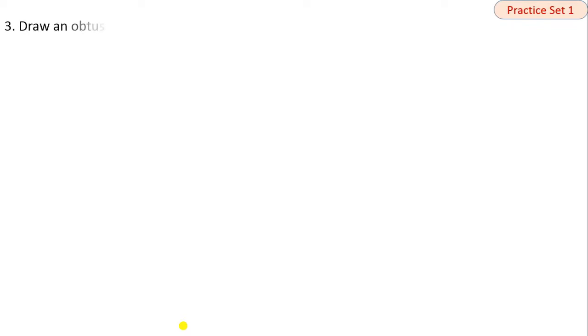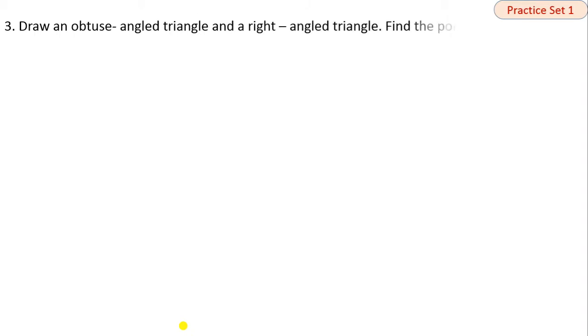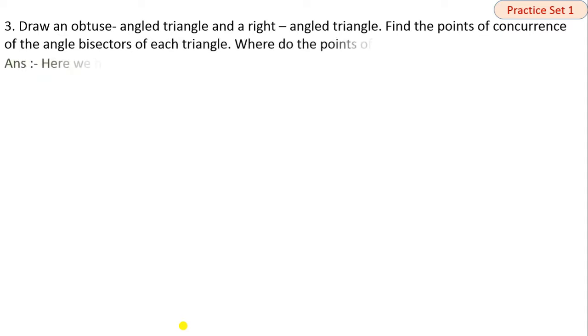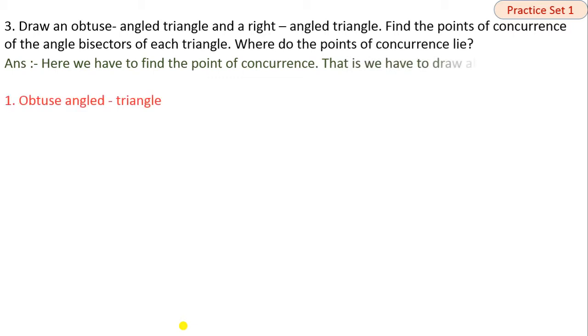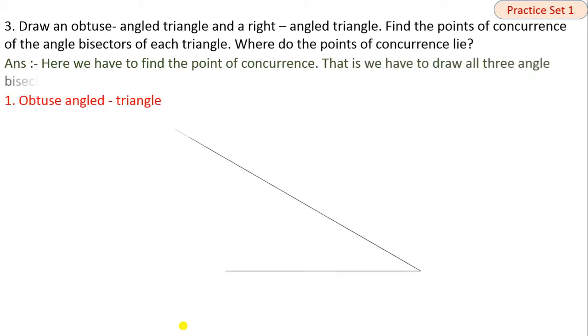Then question number 3 is here. Draw an obtuse angle triangle and a right angle triangle. Find the points of concurrence of the angle bisectors of each triangle. Where do the points of concurrence lie? Here we have to find the point of concurrence, that is, we have to draw all three angle bisectors of the triangle. Here the obtuse angle triangle is first, and obtuse angle triangle means any one angle of the triangle should be greater than 90 degrees.